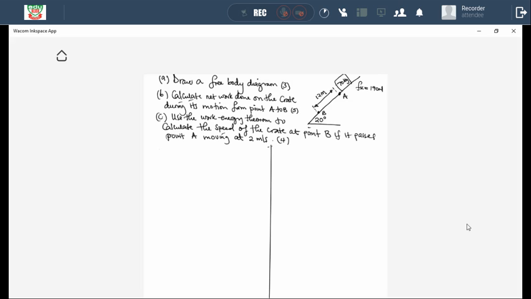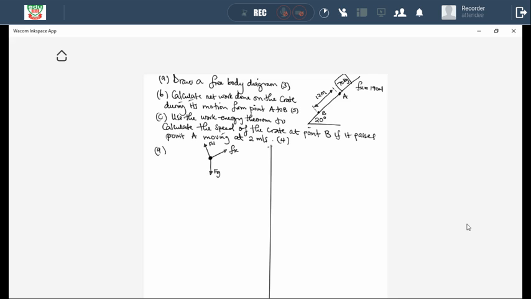So item A says draw a free body diagram. Now, normally, when we have 3 marks, the number of marks corresponds with the number of forces. So I'm going to draw the free body diagram. I put a dot to represent the crate. I've got my friction, which opposes motion, and my Fn, which is perpendicular to the surface, and then my downward force, which is Fg, the weight of the object. So that is the free body diagram.